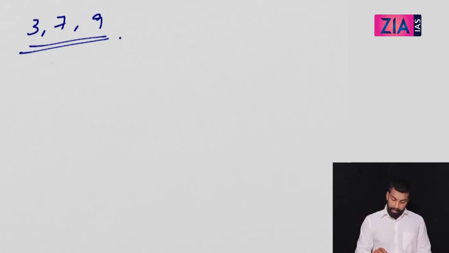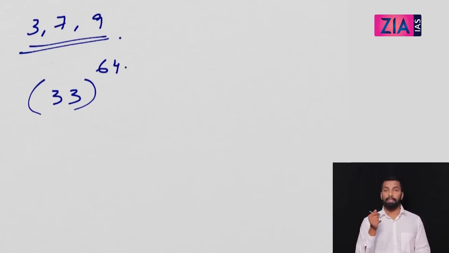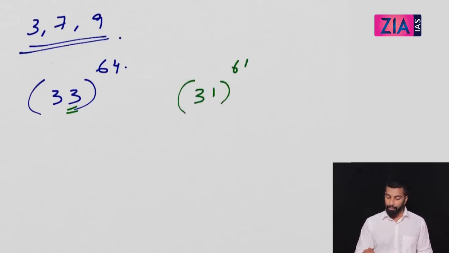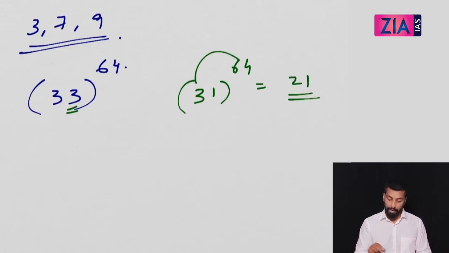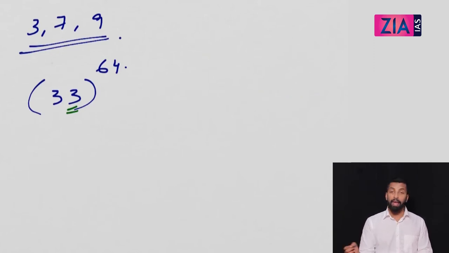Okay. So let's take a number 33 raised to 64. You need to find the last 2 digits. Here the number is ending in 3. But if the number was ending in 1, if it was 31 raised to 64, the answer is ready: 1 and 3 into 4, 12. Right? So the answer is ready. But here the number is ending in 3, so I don't have a direct method.